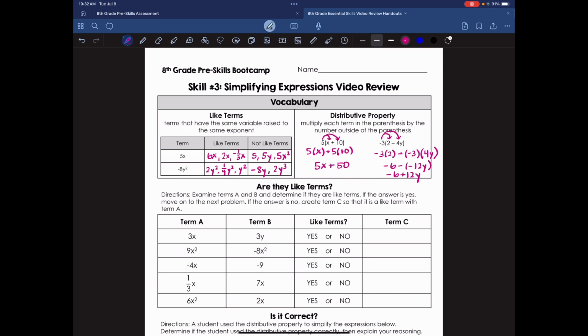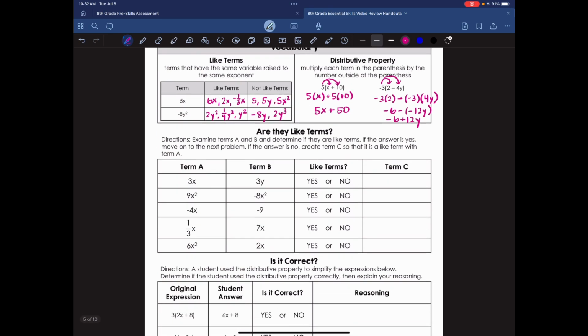Okay, so we're going to be using both this idea of like terms and the distributive property to simplify more complicated expressions in our next video. But for right now, let's go ahead and move on to our vocabulary check. So the first one says, are they like terms? Then the directions say, examine terms A and B and determine if they are like terms. If the answer is yes, move on to the next problem. If the answer is no, create term C so that it is a like term with term A. So let's go ahead and look at this first one together.